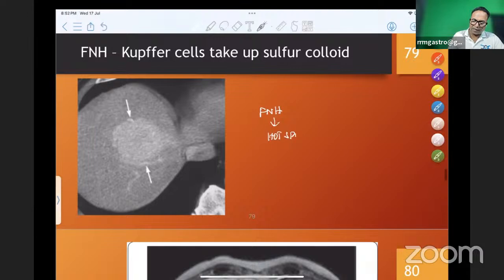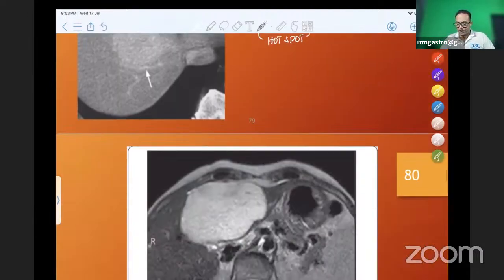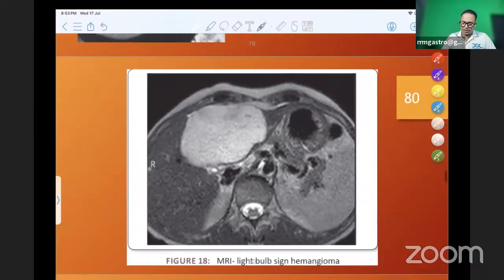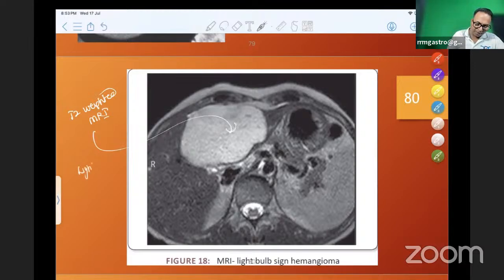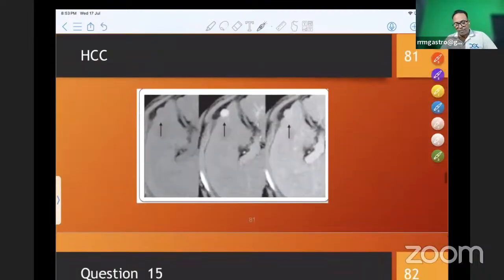I told you the only tumor with Kupffer cell function is FNH. Therefore, it is seen as a hot spot. What is this investigation? This is a T2 weighted MRI. T2 weighted MRI shows what finding? It is a classical light bulb sign. Light bulb sign in the liver is seen in hemangioma.